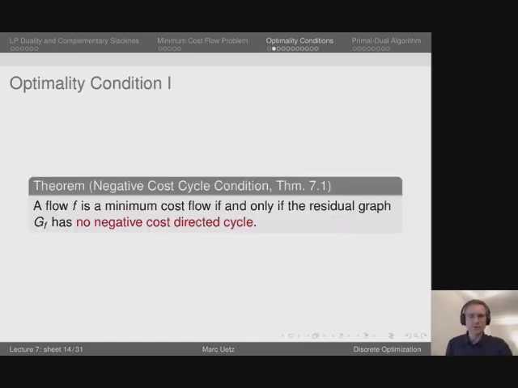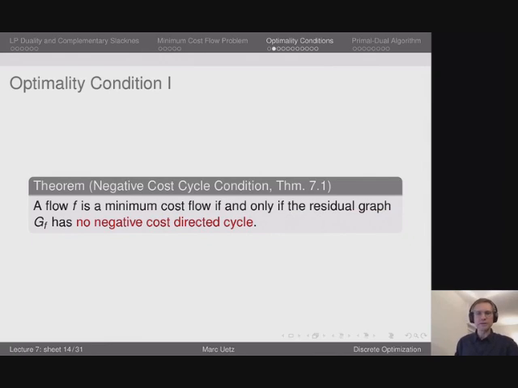Okay, so here's the first one. So that's the negative cost cycle condition, theorem 7.1 in the lecture notes. So we have a feasible flow is a minimum cost flow if and only if in the residual graph we have no negative cost directed cycle.